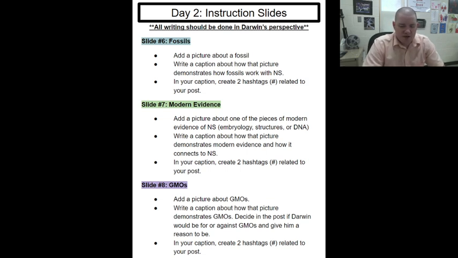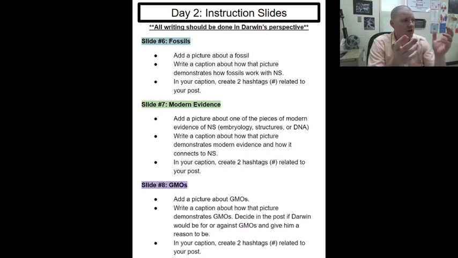And this one's going to be slightly different because it's going to be maybe a more opinionated piece. You're going to write a caption about how that picture demonstrates GMOs, and you're going to decide if Darwin would be for GMOs or if Darwin would be against GMOs, because they didn't exist when Darwin was alive. They came much later afterwards.